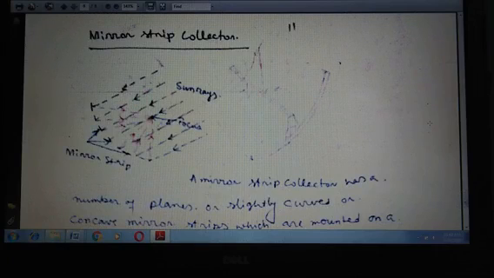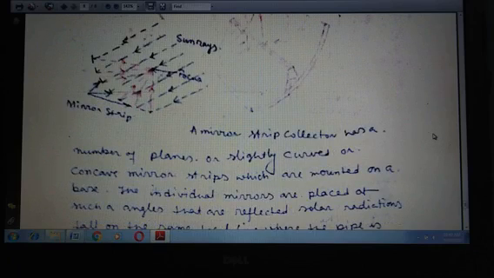Now these are the mirror strip collectors. A mirror strip collector has a number of plane or slightly curved mirror strips which are mounted on a base. The individual mirrors are placed at such an angle that they reflect the solar radiation onto the same focal line where the pipe is placed. In this system, the collector pipe is rolled so that the reflected rays on the absorber remain focused with respect to the change in the sun's elevation.